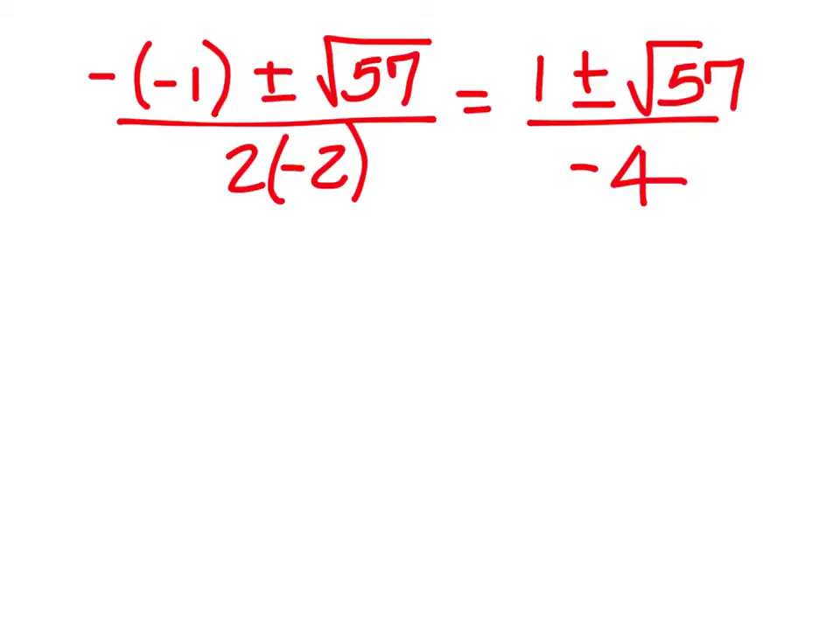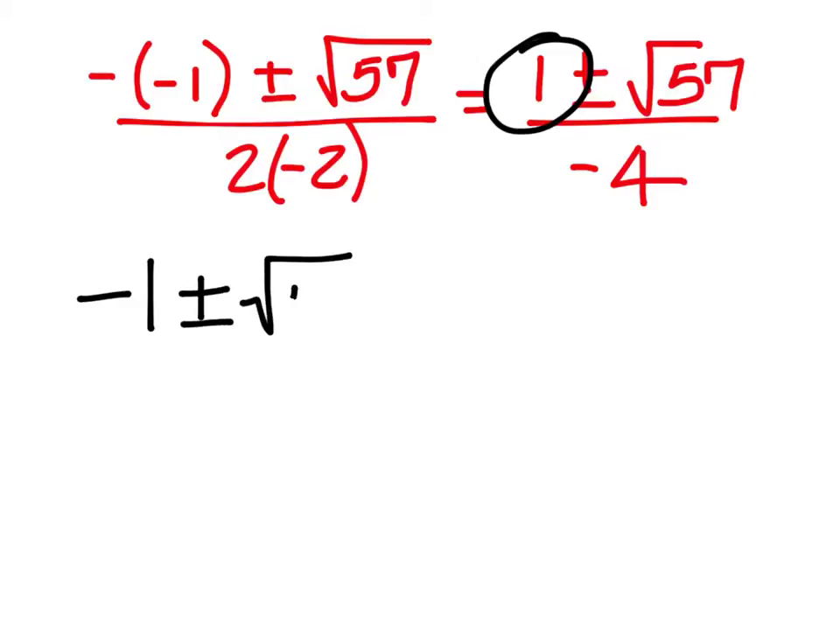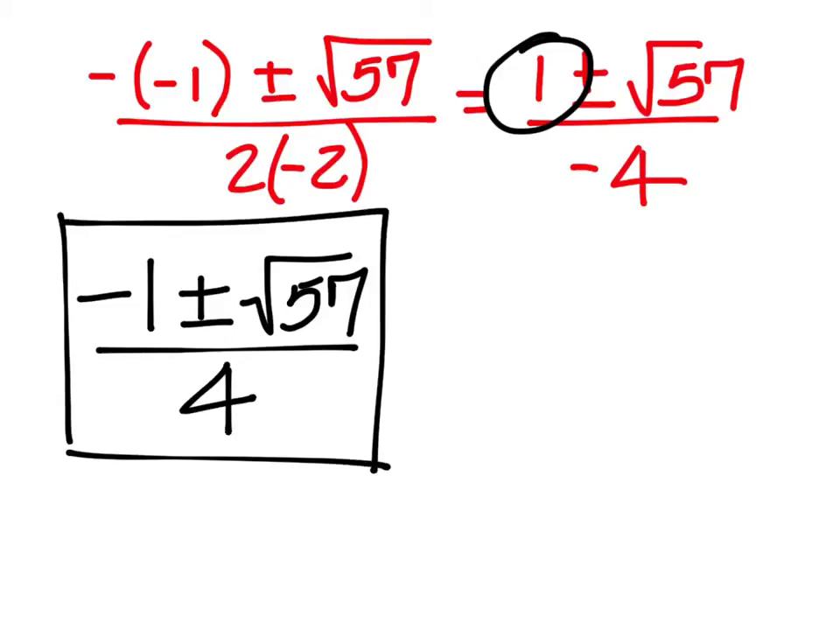Divide by negative 1. So here, if I do that, I get a negative 1 plus or minus, and what do I put next? Square root of 57, because the sign won't matter due to the plus or minus. And then on the bottom, we just get a 4. This is it. So why do you divide it?